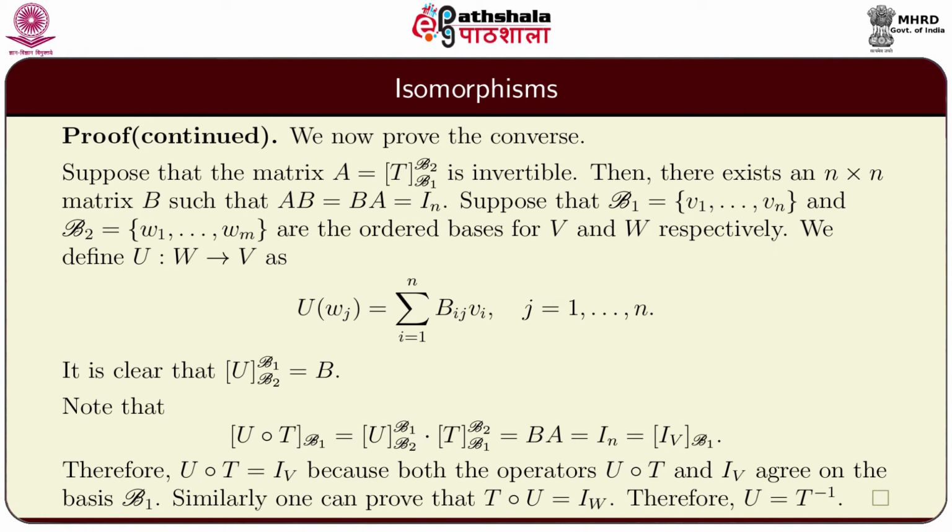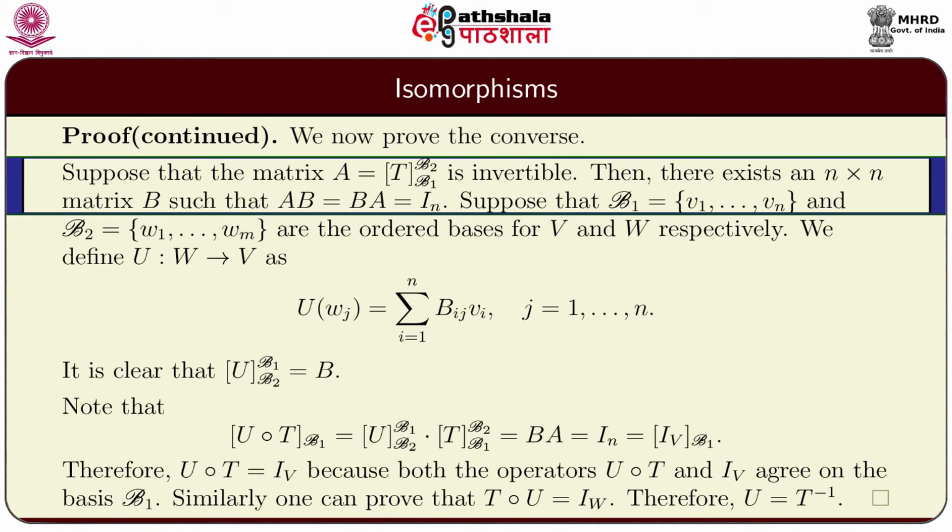Let us now prove the converse. So, we start with the matrix T B1 B2 and call it A, which is an invertible matrix, and we are trying to show that the linear map T is an isomorphism. A is invertible as a matrix, therefore, there is an N cross N matrix B such that AB is equal to BA is equal to IN, that is the N cross N identity matrix.